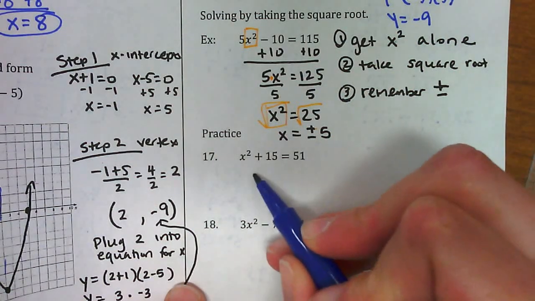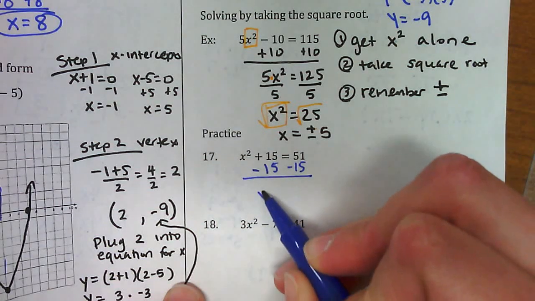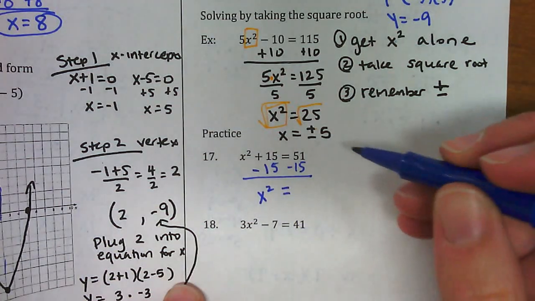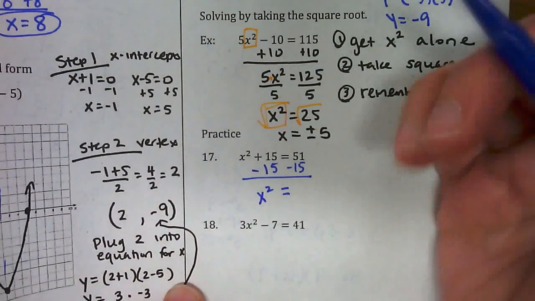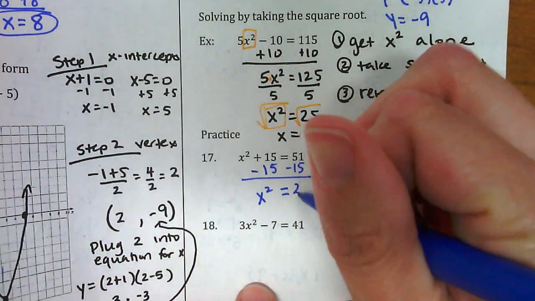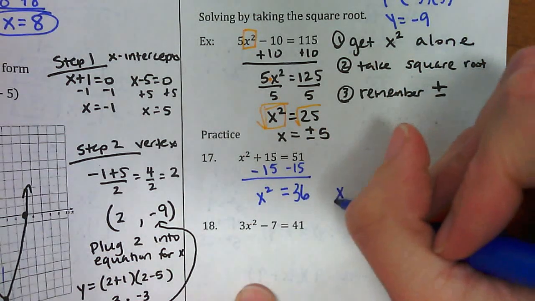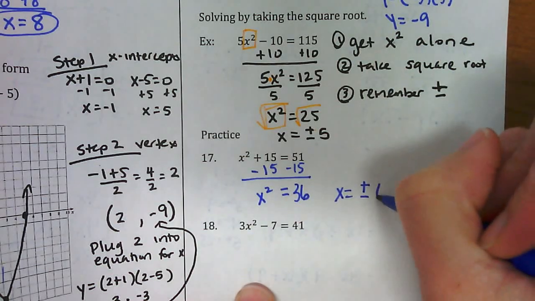So for this problem, I'm going to subtract 15. When I subtract 15, I get x squared is equal to 36. And then I take the square root on both sides, and I get x is positive and negative 6.